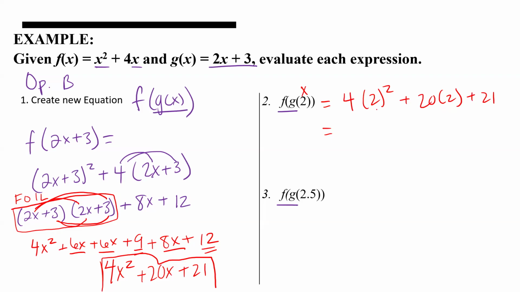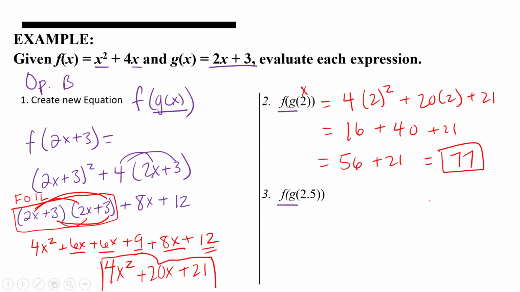What is 2 squared? 4. What's 4 times 4? 16. What's 20 times 2? 40. 40. Now we're going to add. What's 16 plus 40? 56. 56. What's 56 plus 21? 77. 77. Oh my God. Thank you, elementary. That's elementary. That's 4th and 5th grade. Nice try.